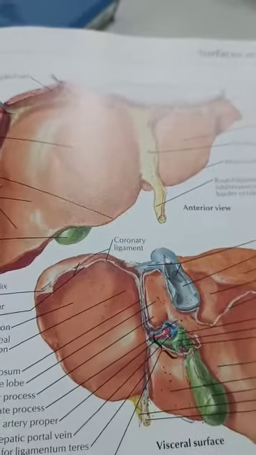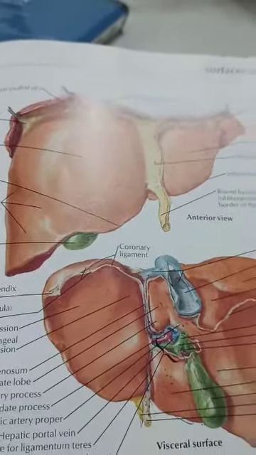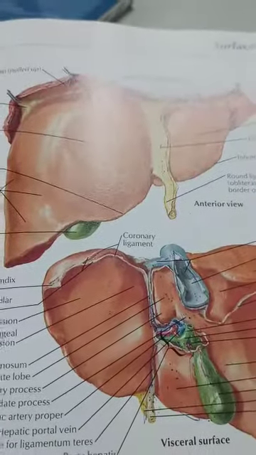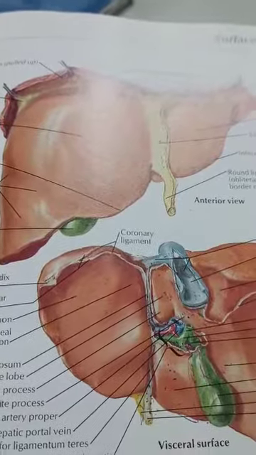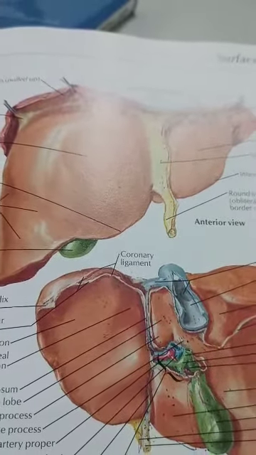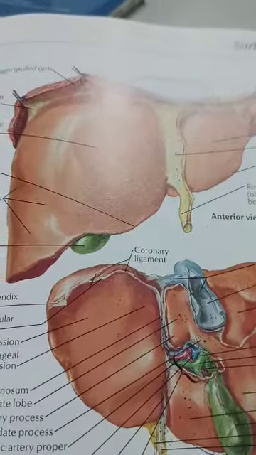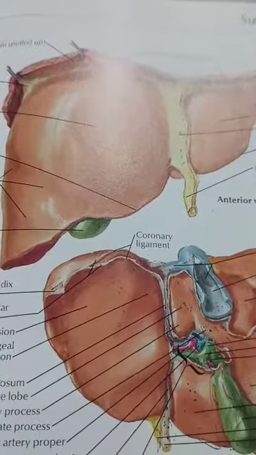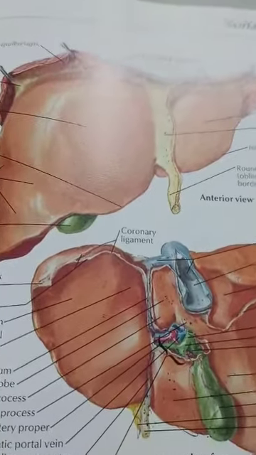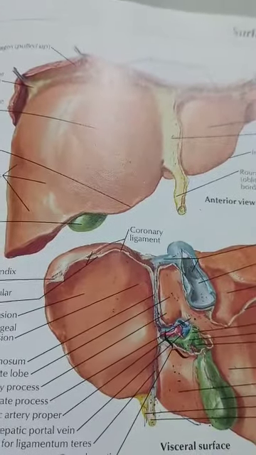Students, today we will study about the liver. The liver is the largest gland in our body and it is situated in the upper right part of our abdominal cavity. In living beings, it is reddish brown in color and soft in consistency, and it weighs about 1600 grams in males and 1300 grams in females.